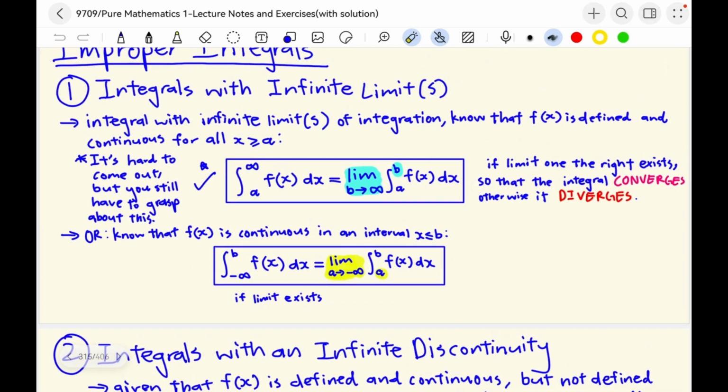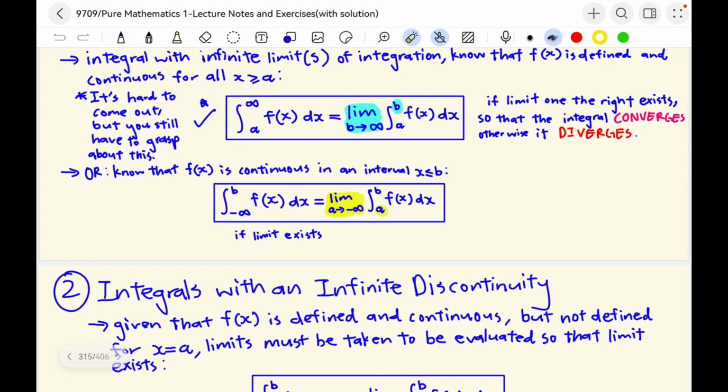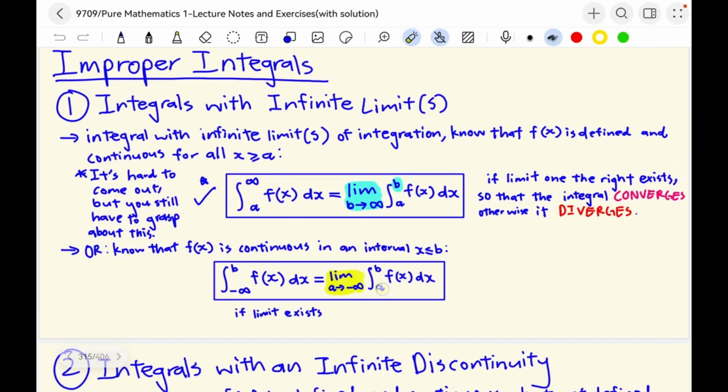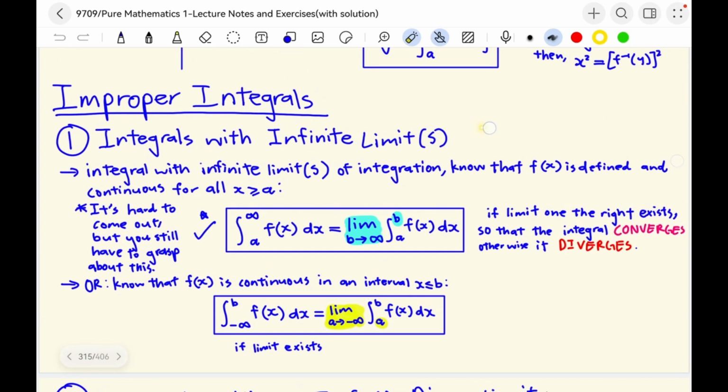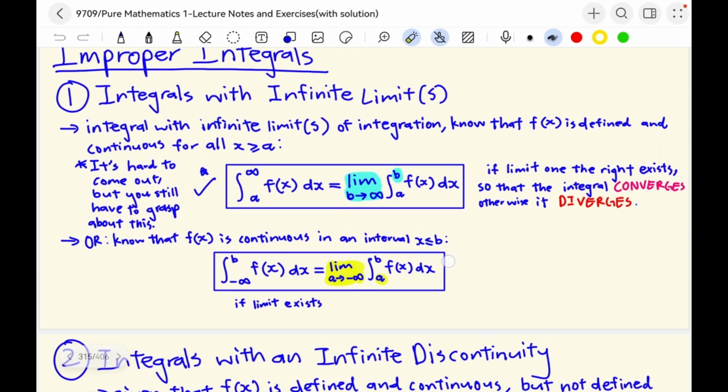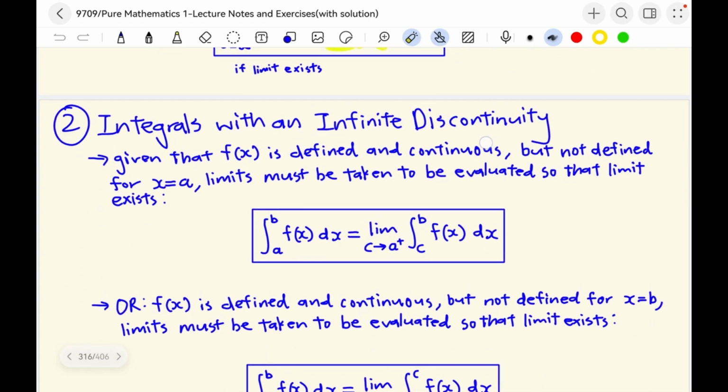Or if there's another case where f(x) is still a continuous function in the interval for x less than b, down to negative infinity, that's simple: replace it with a proper variable to make that integral proper to be integrated by you. Alright? If the limit exists. So, we have finished discussing the integrals with infinite limits. Okay.